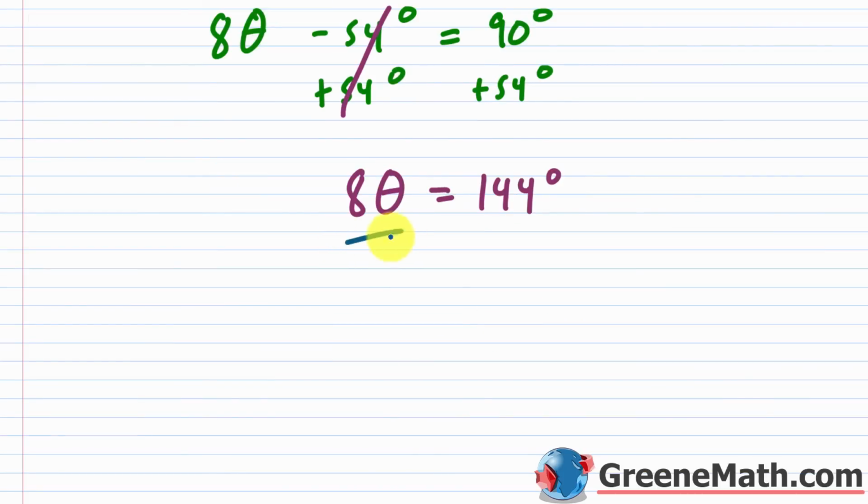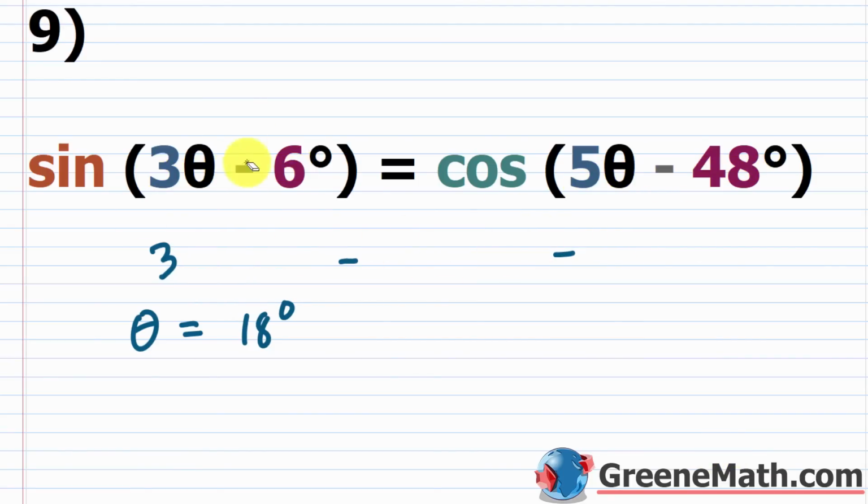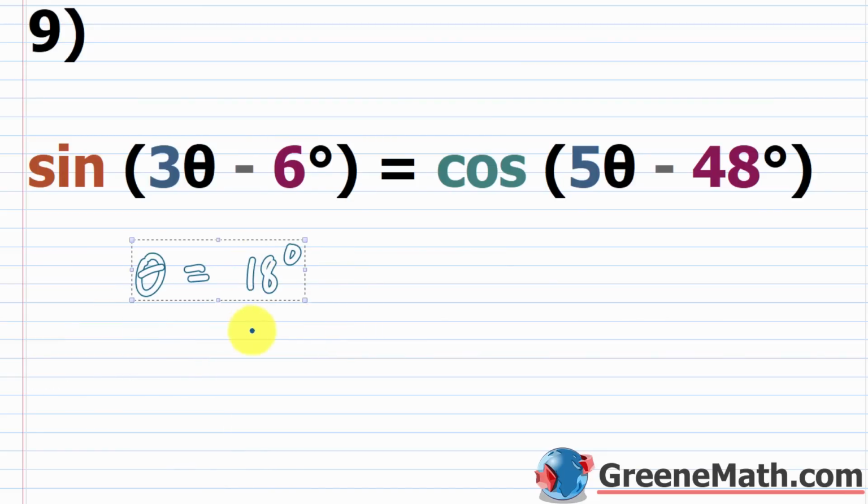As a final step, let's divide both sides of the equation by 8 so that we can isolate theta. And so this is going to cancel, and you'll have theta is equal to 144 degrees divided by 8, which would be 18 degrees. Now, what I like to do with these is come back up and check them and make sure I got the right answer. It's very easy to make a mistake with something new like this. So we're saying that theta equals 18 degrees.